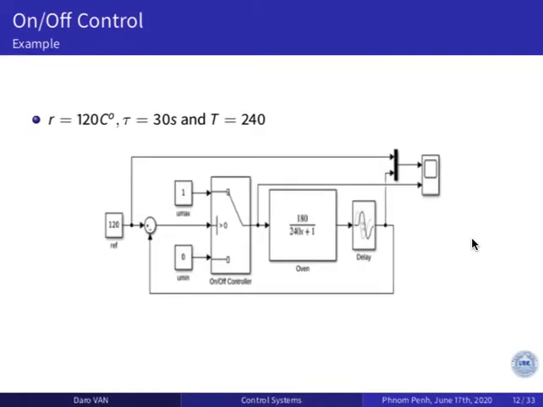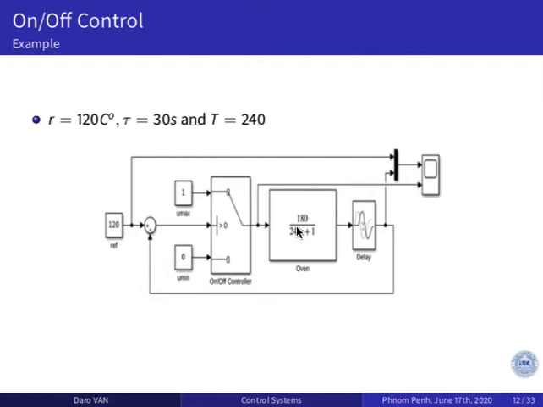And this is the schematic block in Simulink. You can find the source code on GitHub. I've already uploaded it. In this case, it has the oven. This is to mimic the behavior of the real system. It's a very simplified version of the oven.